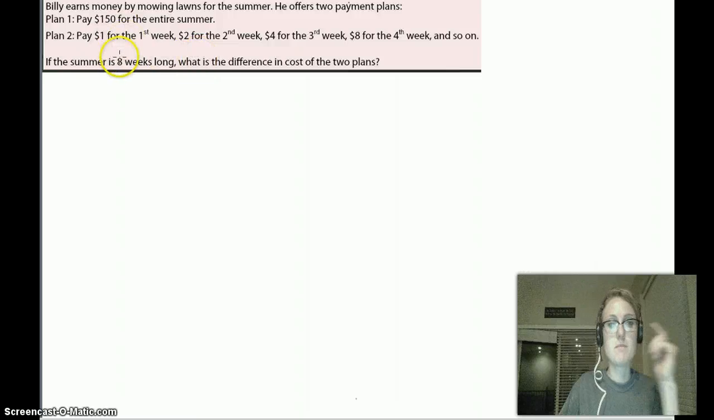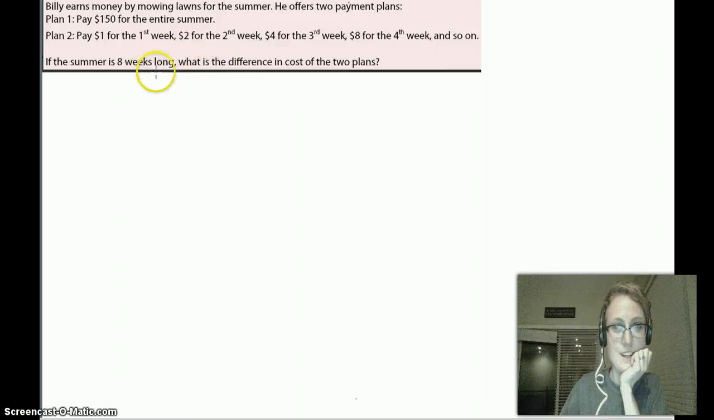Or Plan 2, pay $1 for the first week, $2 for the second, 4 for the third, and 8 for the fourth, and so on. It says if the summer is 8 weeks long, what's the difference in the cost of the two plans?